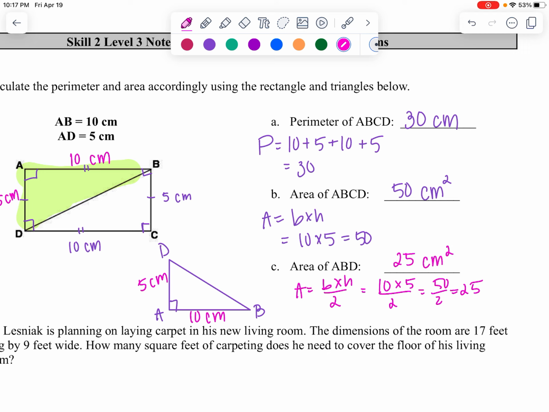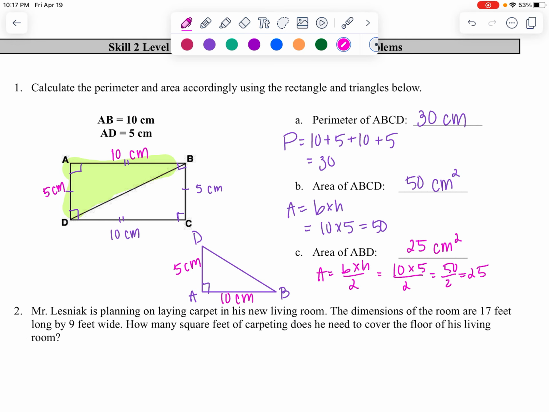Okay, and now we are done with part 1. So I was just incorporating stuff that we have already learned with the perimeter and now adding in the final step of area. Okay.